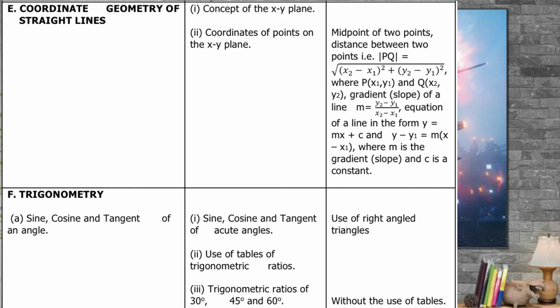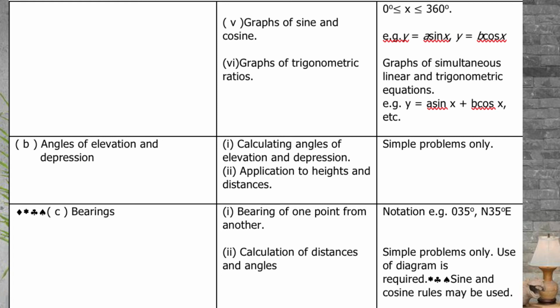Trigonometry also. Learn how to find sine, cosine and tangent of acute angles. Learn how to use tables of trigonometric ratios, trig tables and others. So with the trig table you can find all these other ones. Then graph of sine and cosine. Then learn calculation of angles of elevation and depression and their application to heights and distances. And you are required to solve only simple problems. Then bearing of one point from another and calculation of distances and angles in bearing.